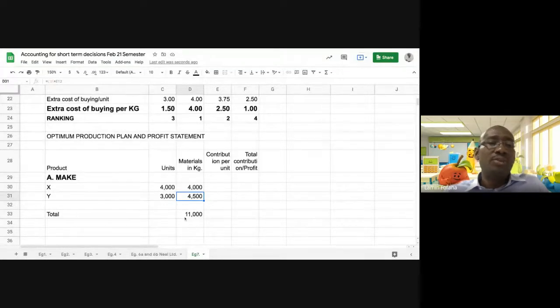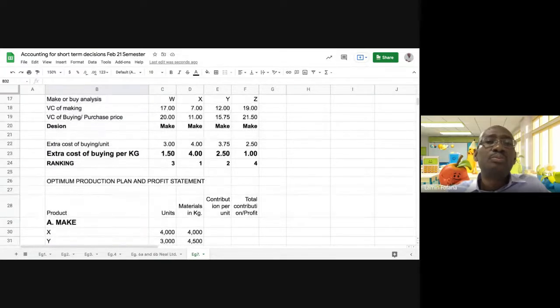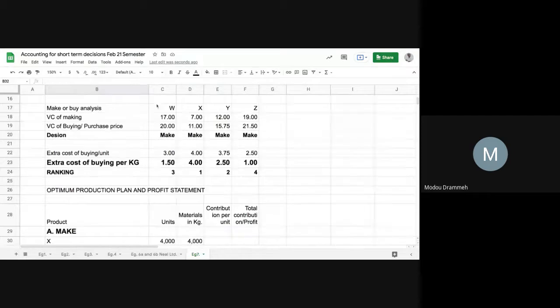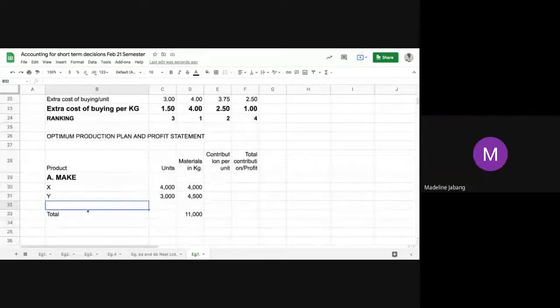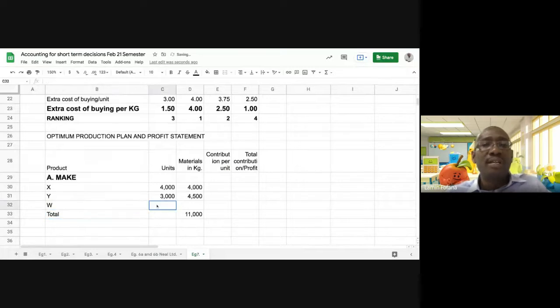Now, what remains? Okay, what remains is what we're supposed to calculate, isn't it? And that will go to which product? What is the third product we need to produce? W. Okay, so that will go to W. So whatever balance remains will go to W. So let's find out how many kgs remain.